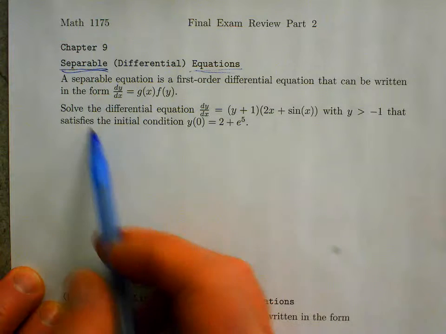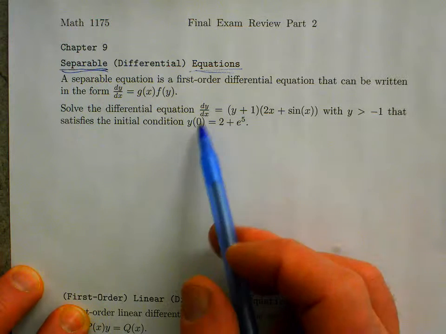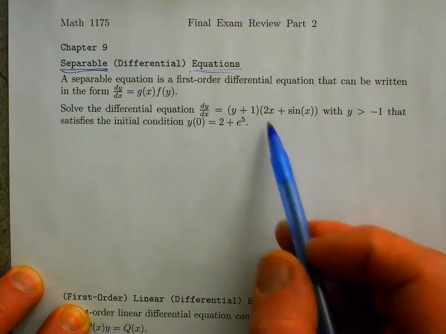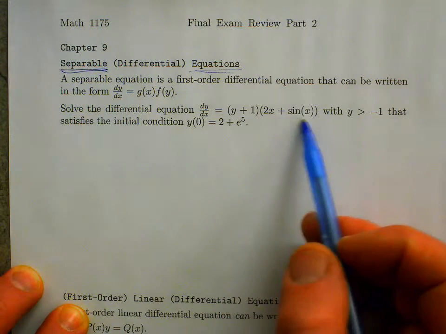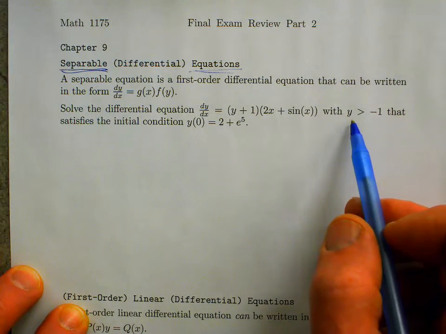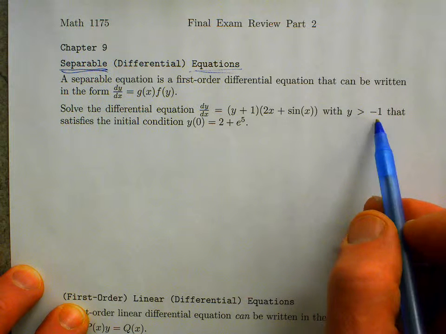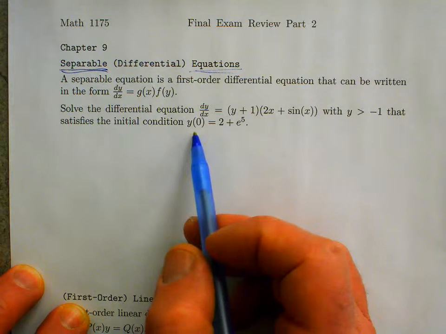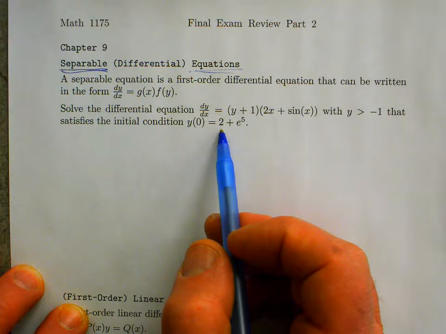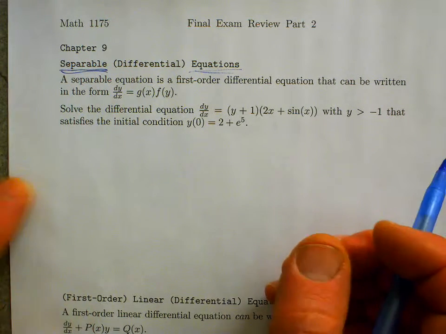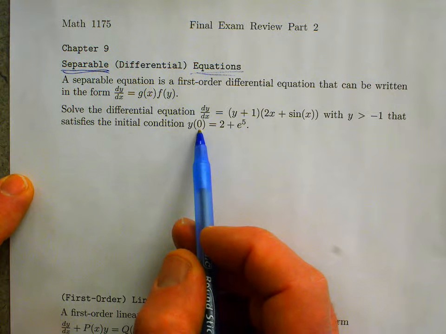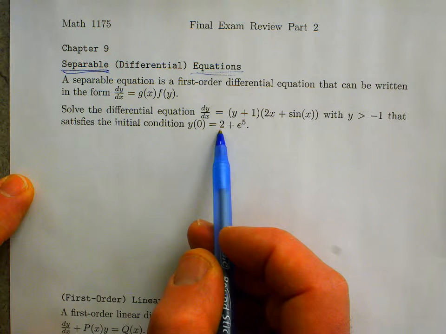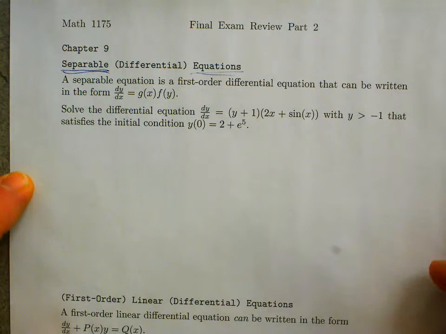Okay, so for this one, solve the differential equation dy/dx equals the quantity y plus 1 times the quantity 2x plus sine of x, where the y values are greater than -1. And the initial condition, y of 0 equals 2 plus e to the 5th. So in other words, when x is 0, the y coordinate will be 2 plus e to the 5th.